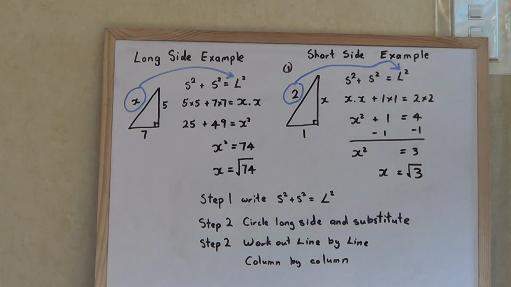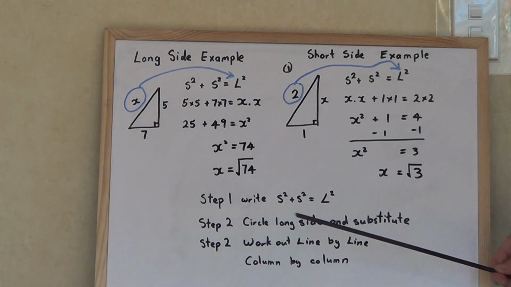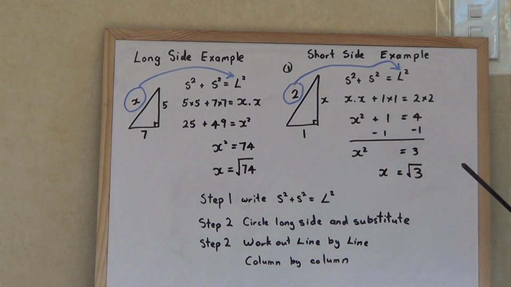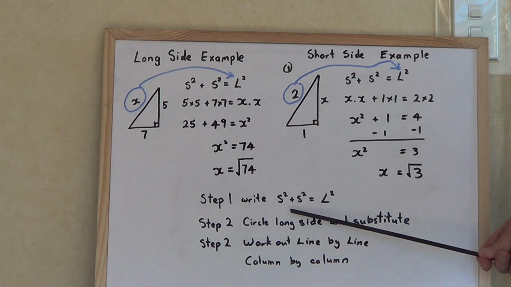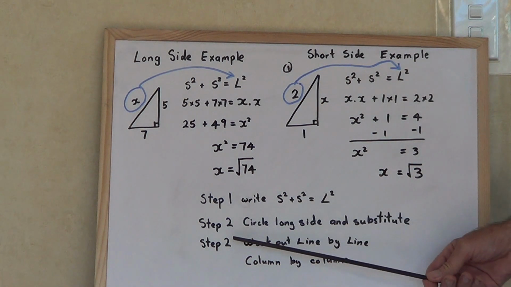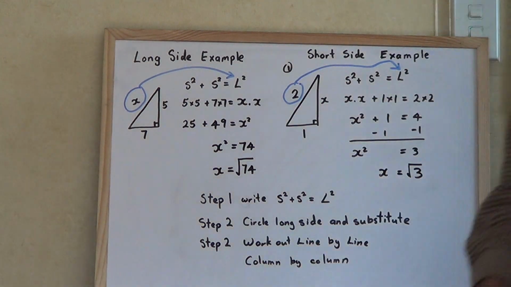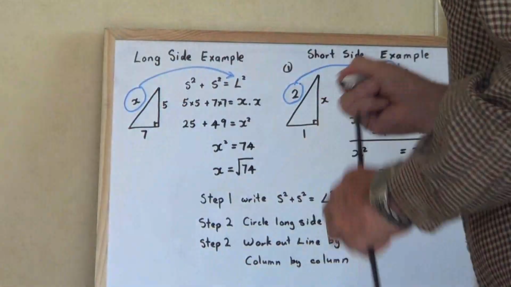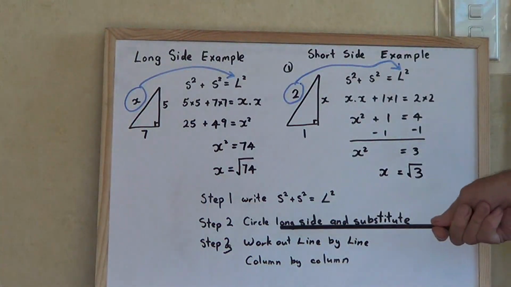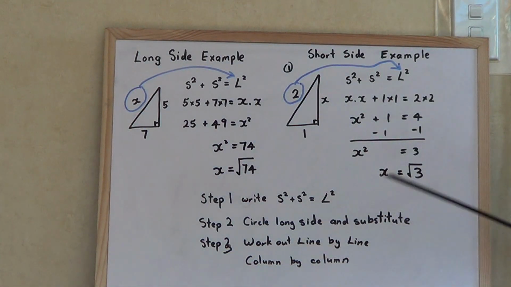This is the second video. Down here we'll just revise what we've done. The first step is you write down short squared plus short squared equals long squared. The second step, you circle the long side and you substitute. That should be step 3. We'll just change that. That is step 3. You work everything out line by line, column by column.